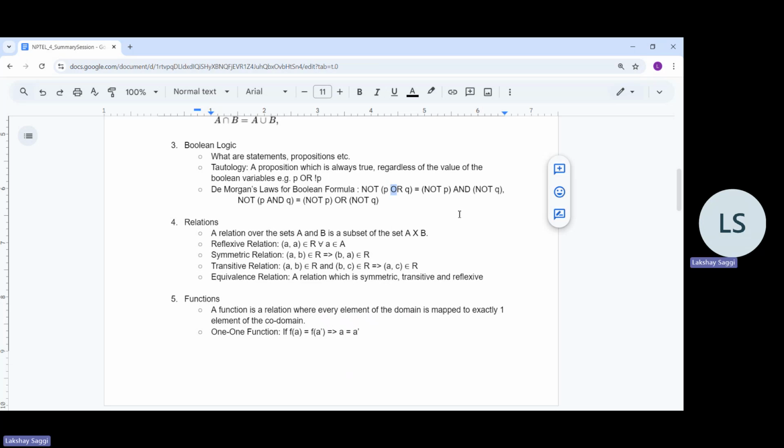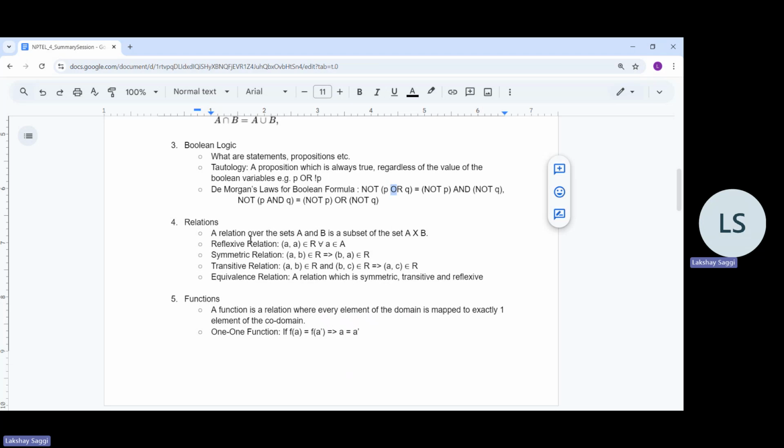set A cross B. A cross B is just the set product. I hope everyone knows what this is. And then if we take a subset of A cross B, that is one relation. Any one subset will correspond to one relation, another subset will correspond to another relation, and so on. So these are what we call relations.